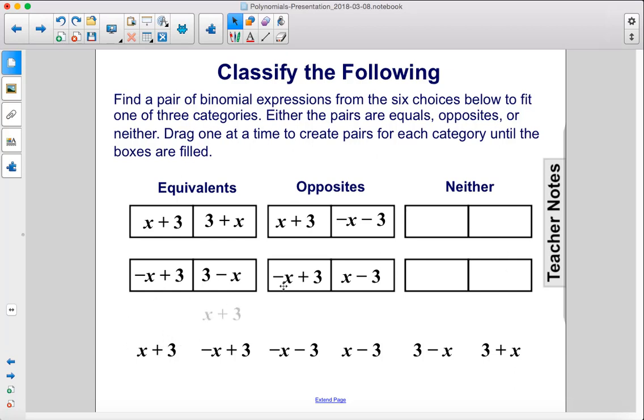Neither. Alright, let's see. x plus 3 and x minus 3. Those are neither equivalents nor opposites. And let's see. x minus 3 and negative x minus 3. Those are not equivalents or opposites.